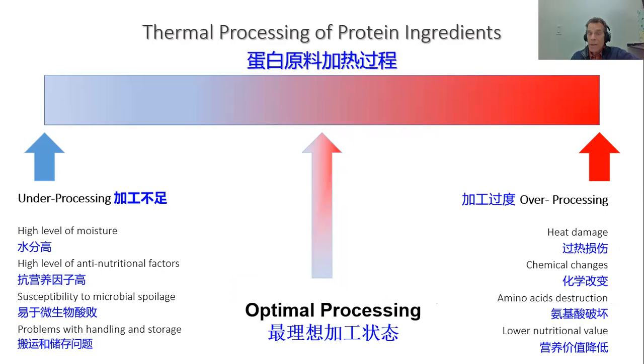It's all a question of balance though. You want to process your ingredients sufficiently so they're not under processed. If you under process, there will be a high level of moisture, high risk of high levels of anti-nutritional factors, high risk of microbial spoilage, problems of handling and storage, caking and bridging and all these different things. However, if you overdo it, you have risk of over processing, creating heat damage, creating heat changes inside the protein and the amino acids, destroying the amino acids or rendering them unavailable, and lowering the nutritional value of your feed ingredient.